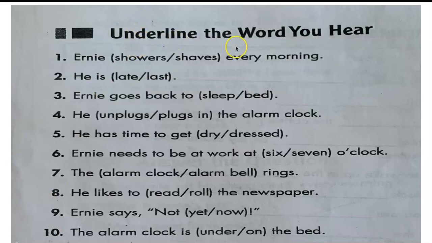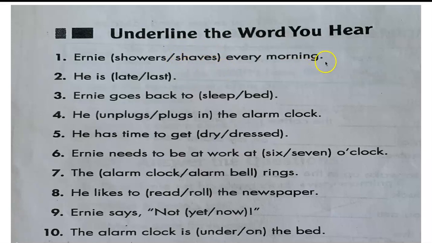Okay, so now underline the words you hear. I am going to read these sentences and you are going to listen to me and underline the word that I say. So for example, in number 1 is Ernie showers every morning or Ernie shaves every morning. So you have to listen to me and decide if this is the word that I said or this or this. I am going to say only one, okay? So you have to listen and circle or underline the word you hear, okay?